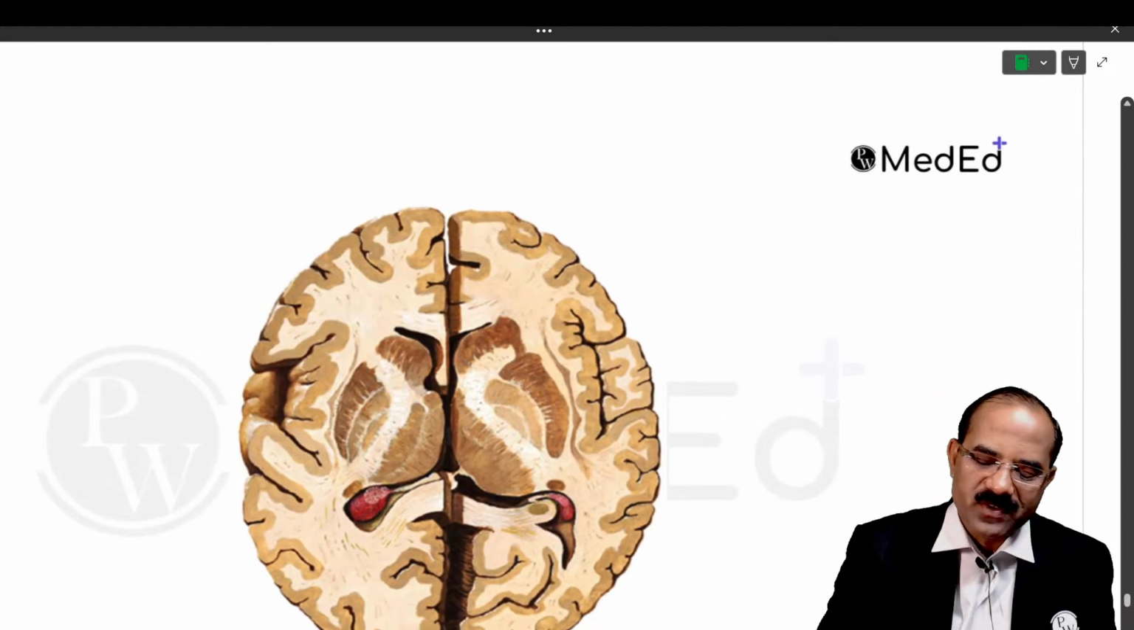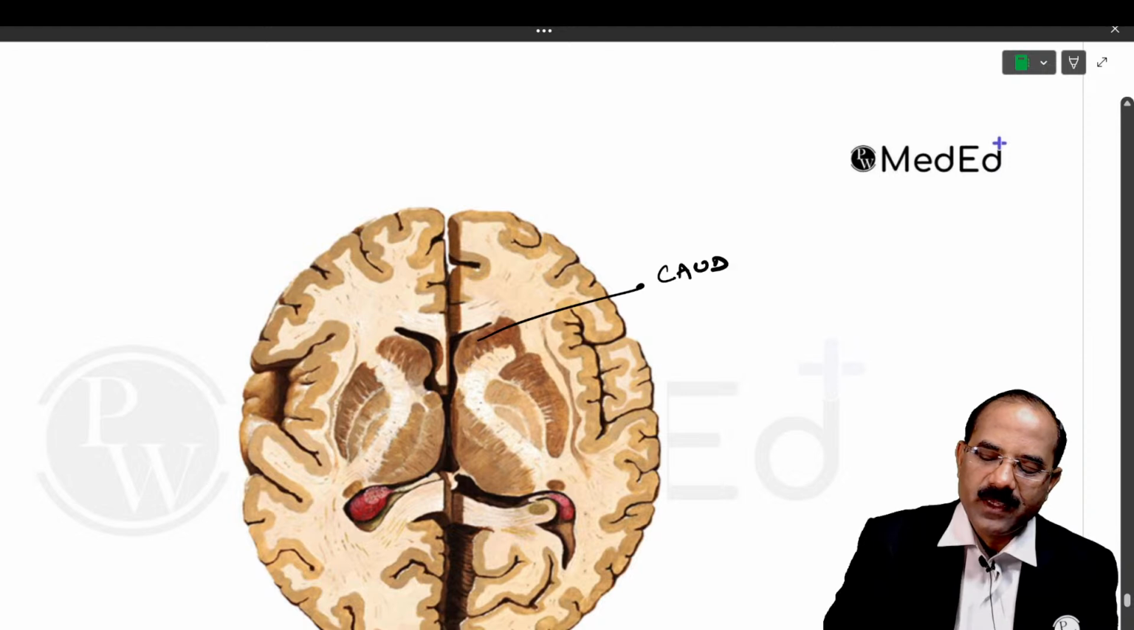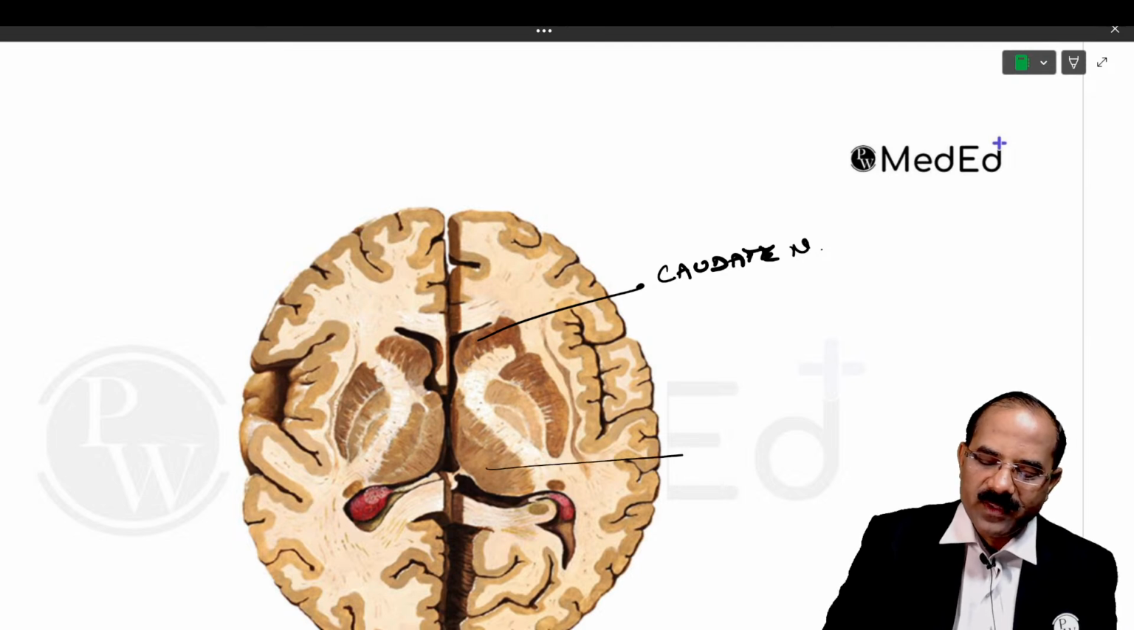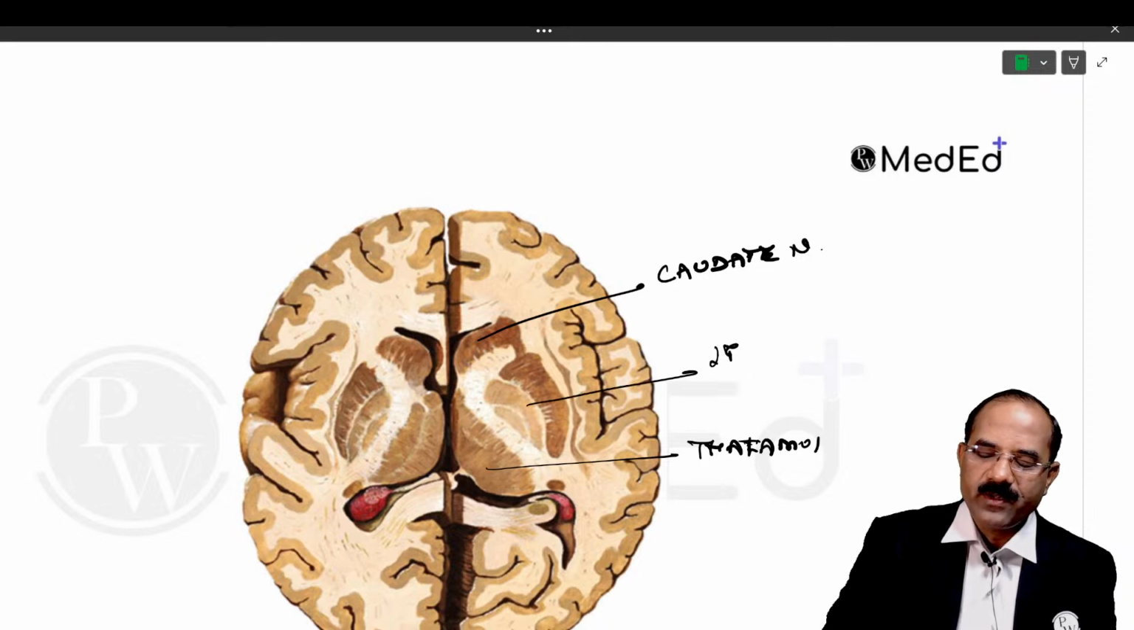What is this structure? That's the caudate nucleus. हाँ, ये देखिए, ये बहुत important visual slide है बच्चों आपके लिए. Caudate nucleus, ये कौन होगा? That's the thalamus. Thalamus. And what is this? That's the lentiform nucleus. Okay, that's the lentiform nucleus.